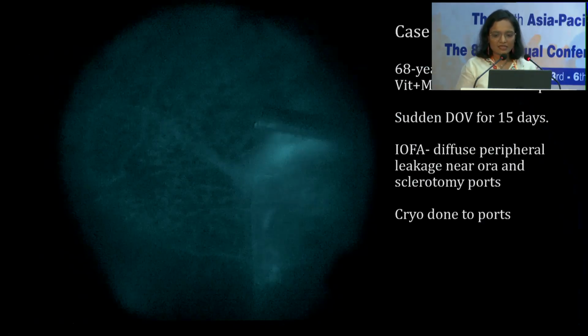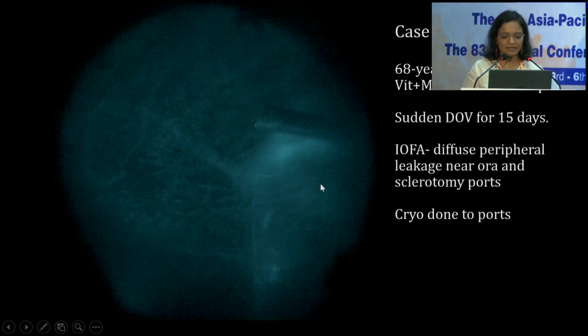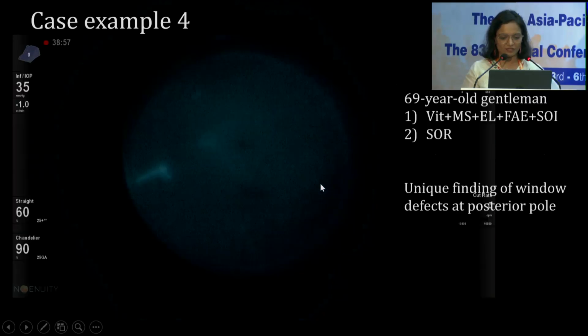This is an interesting case of a 68-year-old lady who had undergone vitrectomy with a well-lasered PDR. However, we found diffuse peripheral leakage near the ora in this case, and cryo was done to the ports, considering that this is an anterior hyaloidal fibrovascular proliferation.